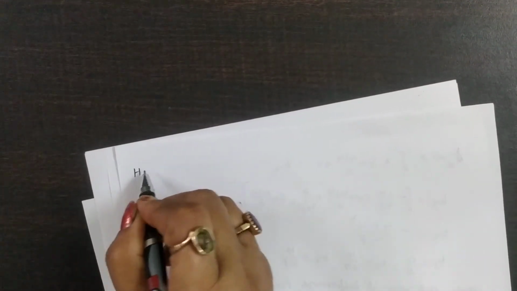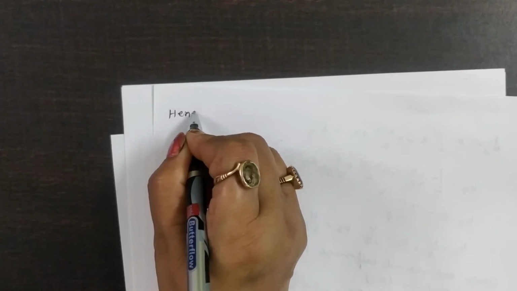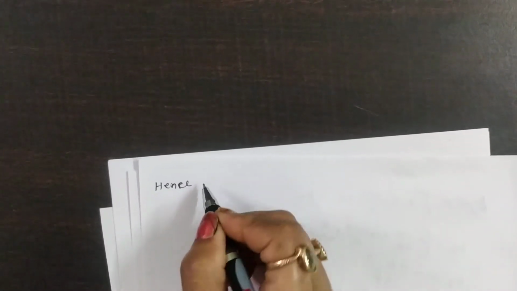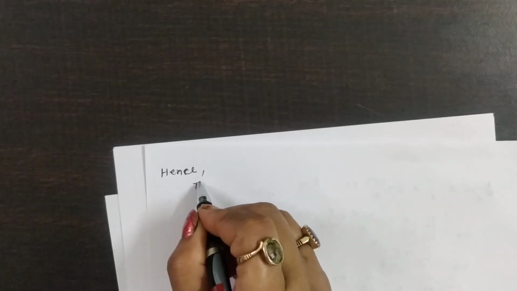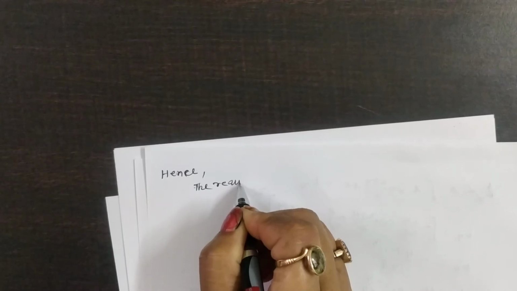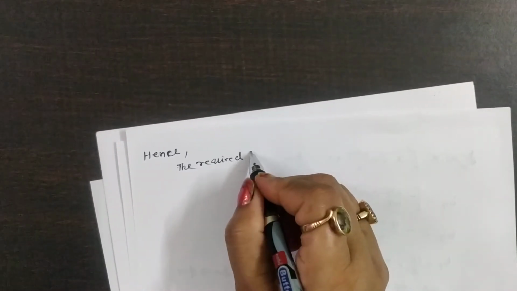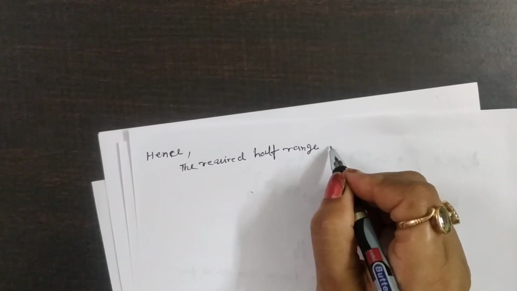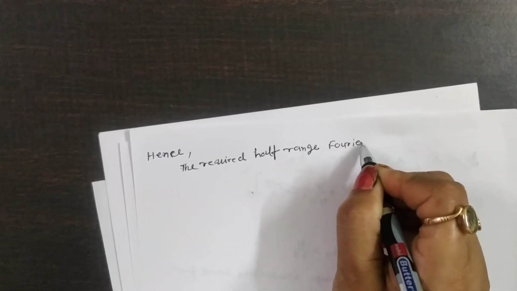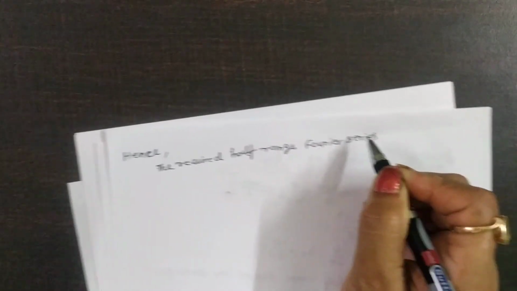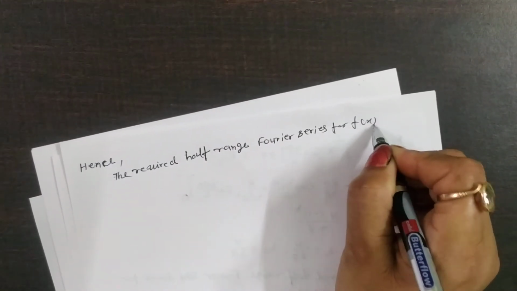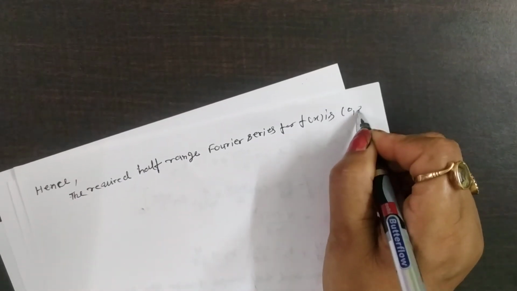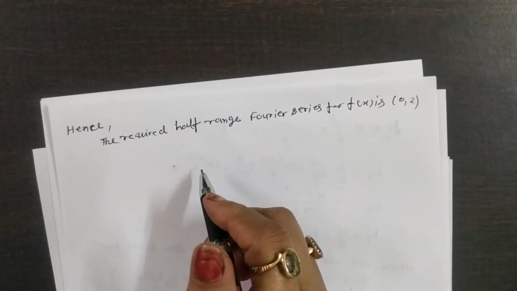Hence the required half range Fourier series for f(x) in the interval 0 to 2, you can write down, substituting all the values.